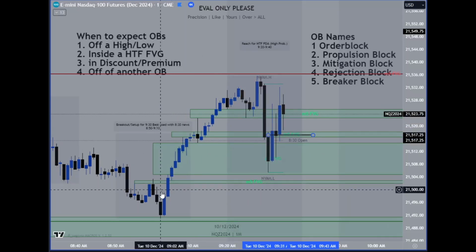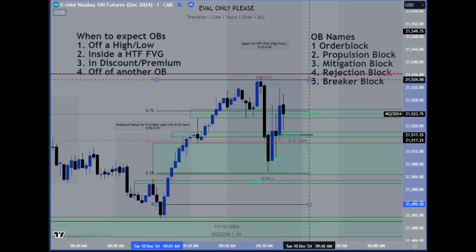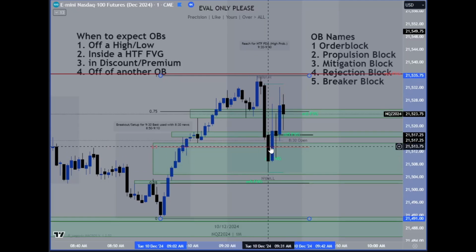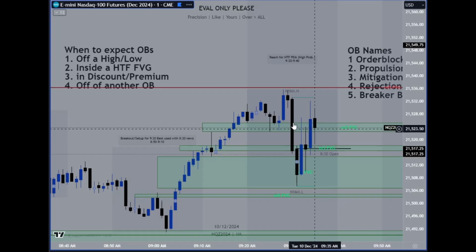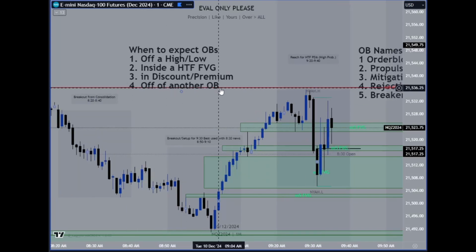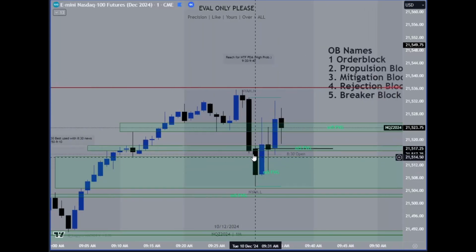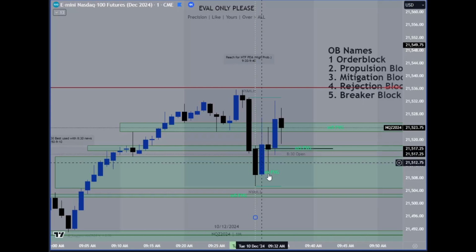We do not need to come all the way back down here, because we've hit discount and we've hit that 5-minute gap, right? So we get our OB here. It should be respected. Now, what else does it say? It says off of another OB is where we can expect an order block. So what do we see? We get this order block. This is our true OB. It's validated after we engulf it, right?